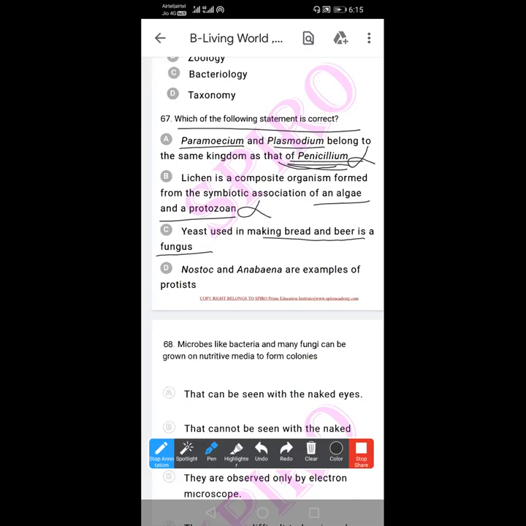Yeast is used in making bread and beer, and it is a fungus. Yes, it is a true statement. Yeast is a unicellular fungi. Nostoc and Anabaena are examples of protozoa? No, they are blue-green algae. So the correct answer is option C.